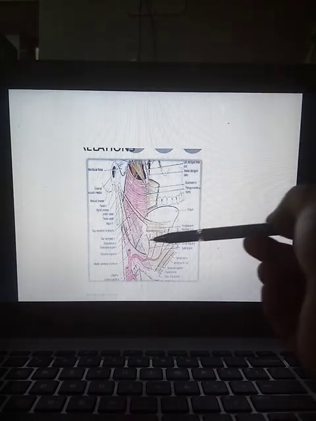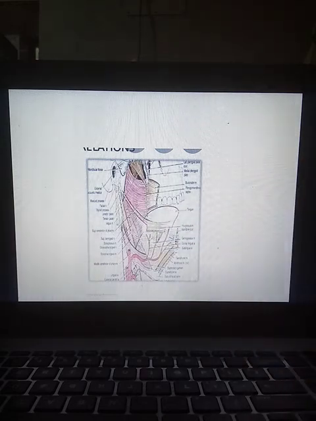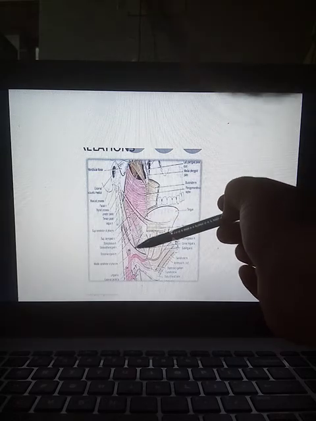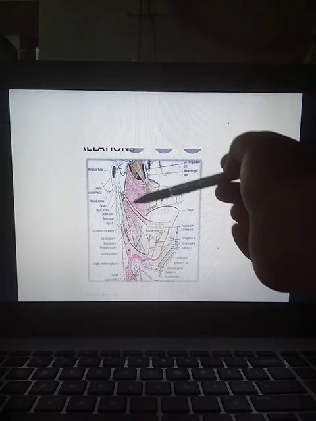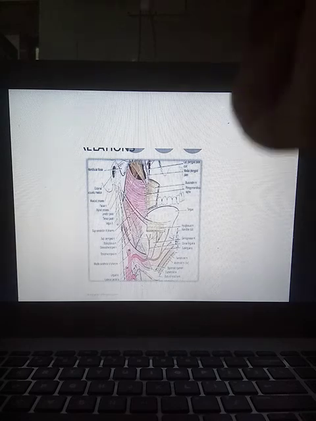Then you have the tensor veli palatini, you have the tensor veli palatini muscle. Then you have the styloglossus muscle and the stylopharyngeus muscle, styloglossus and the stylopharyngeus muscle. अब फिर से I will repeat the relations of the medial pterygoid. इसको ऊपर से क्या क्या होगा?